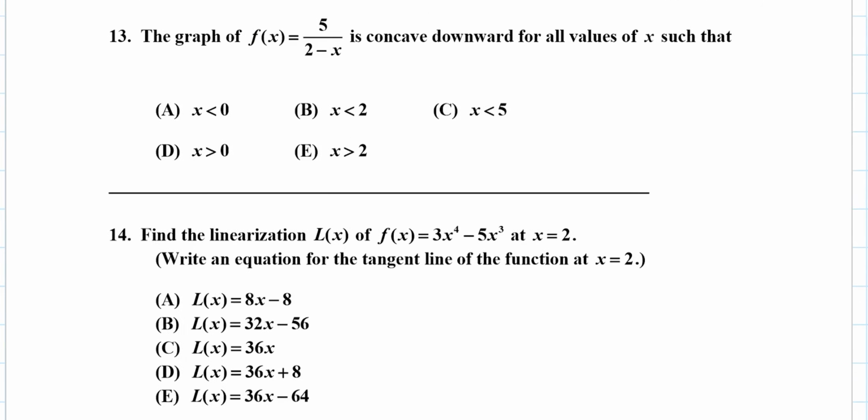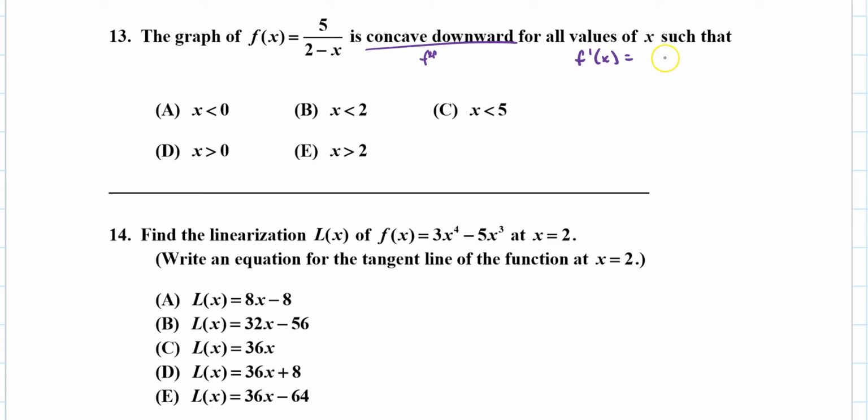13. The graph of f of x is 5 over 2 minus x. It's concave downward for all x such that one of these has to be true. So concave downward, that's going to be the second derivative of f. So we're going to start by finding the first derivative.